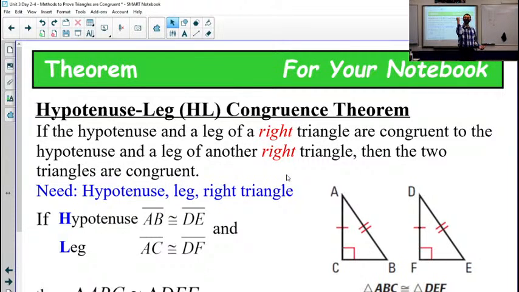Side, side, side, side, angle, side, angle, side, angle, angle, angle, side. And then for hypotenuse leg, I need right triangle. So what do we need? Hypotenuse, leg, right triangle.